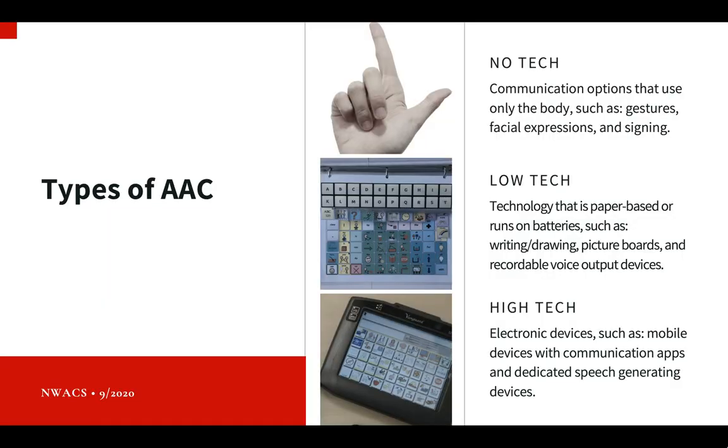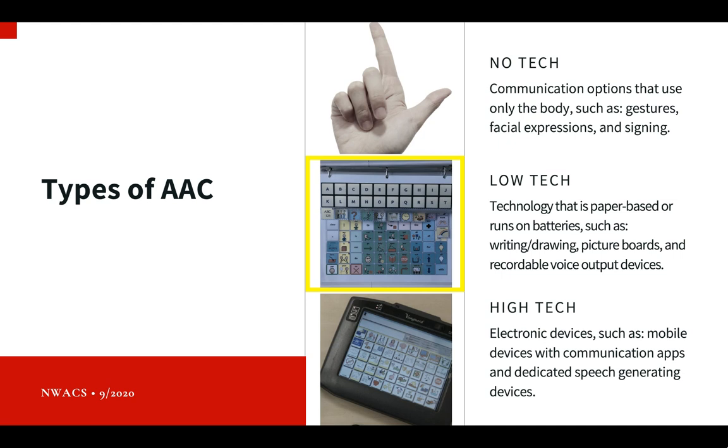There are different types of AAC devices, systems, or tools which can be categorized as no-tech options, low-tech options, and high-tech options. No-tech options are communication methods that use only the individual's body. Pointing, gesturing, facial expressions, body language, miming, and manual communication or sign language are examples of no-tech AAC.